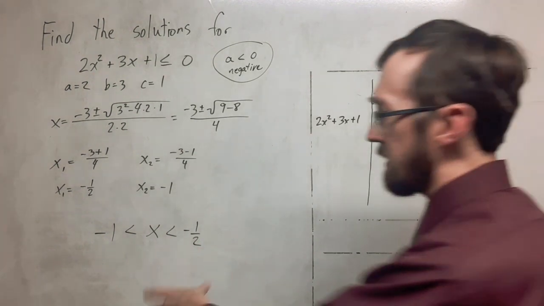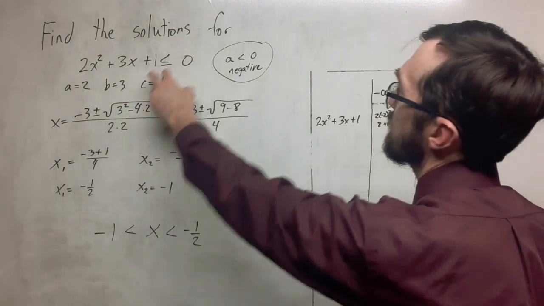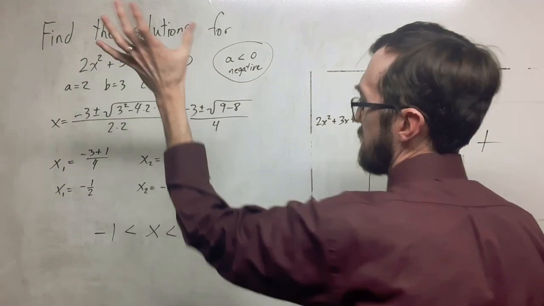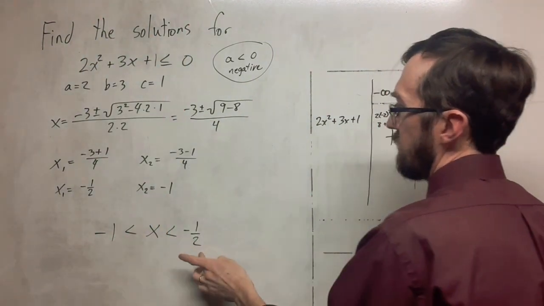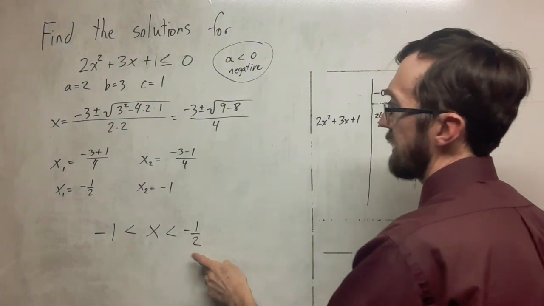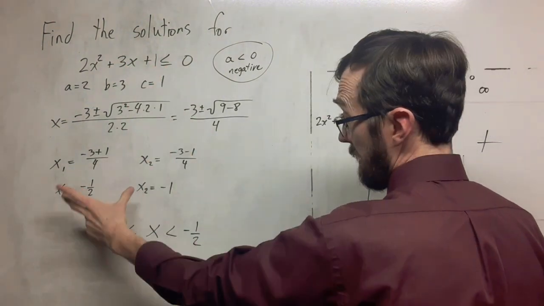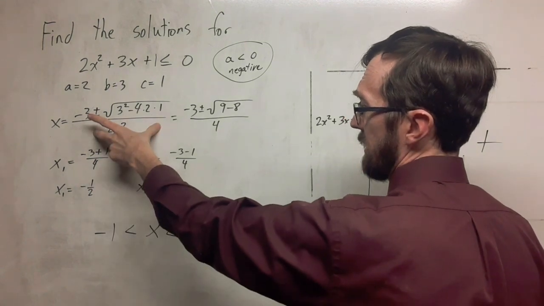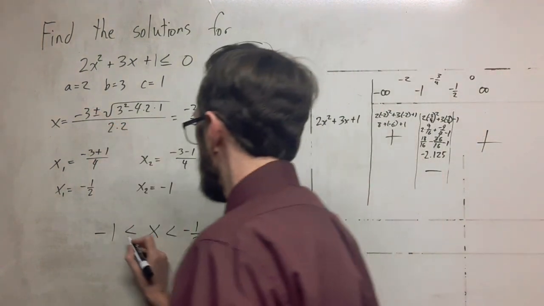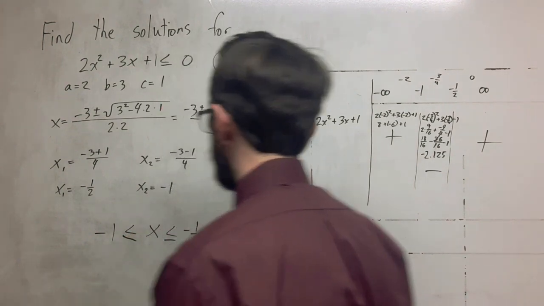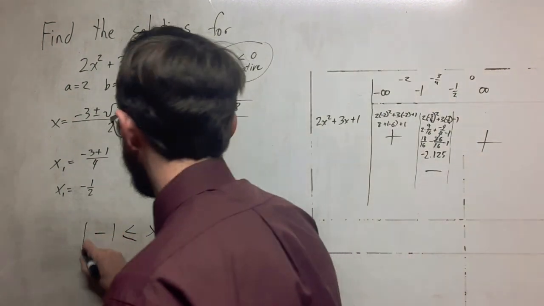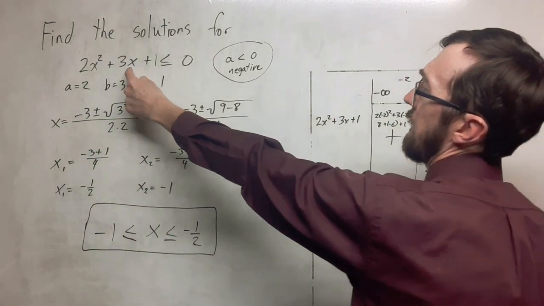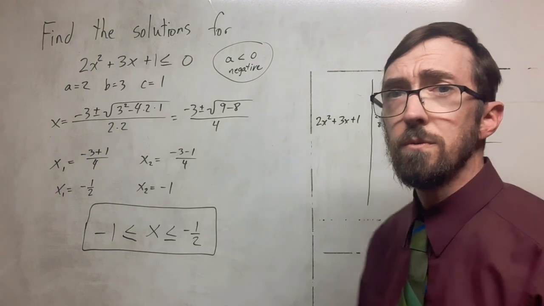Now we need to check to see if we want these underlined or not. Looking back here, this is underlined, meaning we're allowed to have 0 here. If I plug in either one of these numbers, negative 1 or negative a half, I'll get 0 because they were the results of our quadratic formula here. So we do want to underline these to include them. So this will be the set of x's that will allow this to be true.